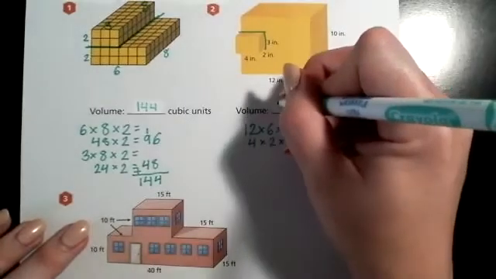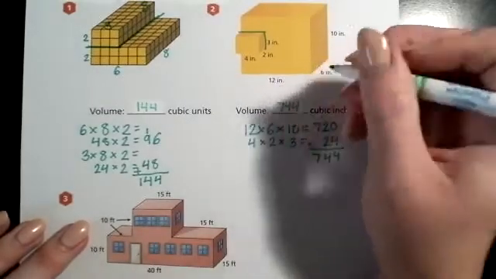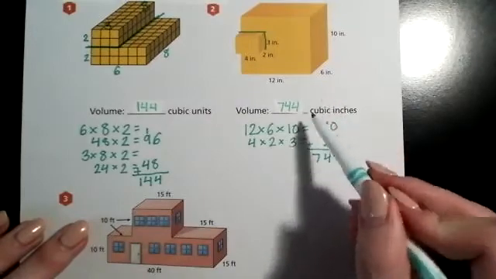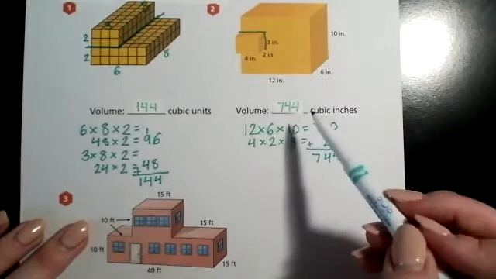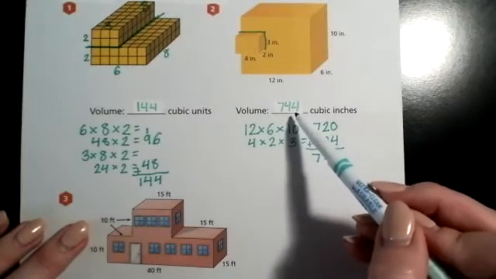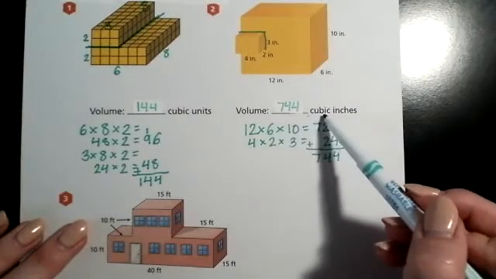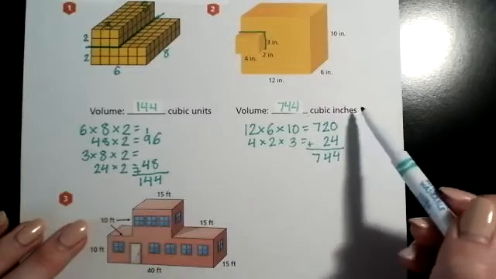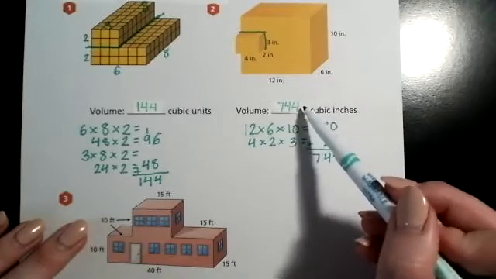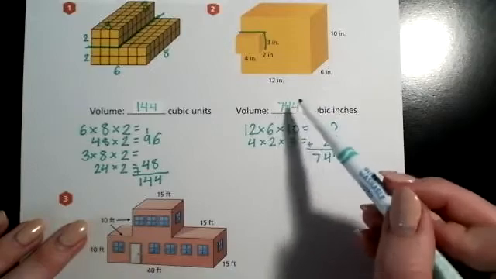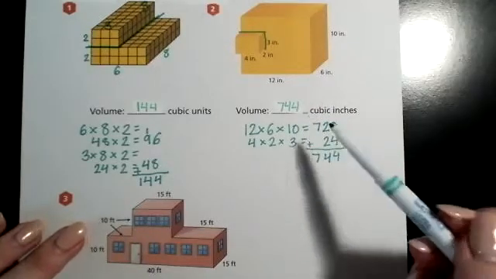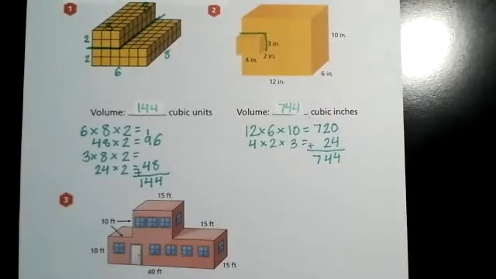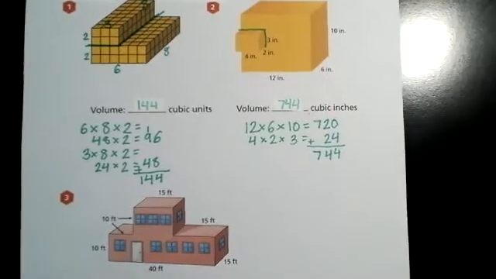Now, when I plug this in, they were nice enough to already tell me my measurement or my units. Okay, I know that we were measuring in inches, so it's not just 744, it's 744 cubic inches because we're measuring the volume. The volume is cubic, and the unit we were using is inches, so cubic inches. All right, so there we go. That's number 2. Let's move down to our last one.